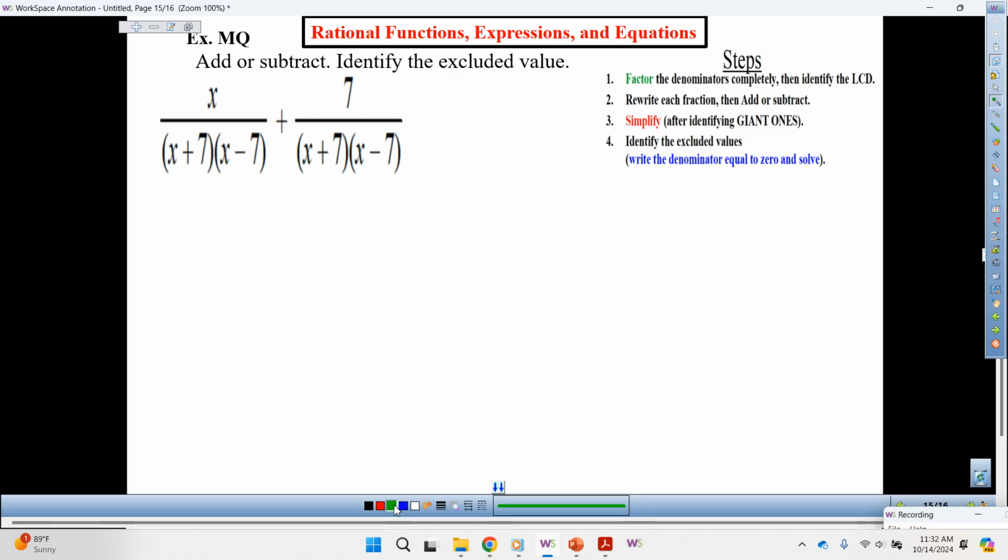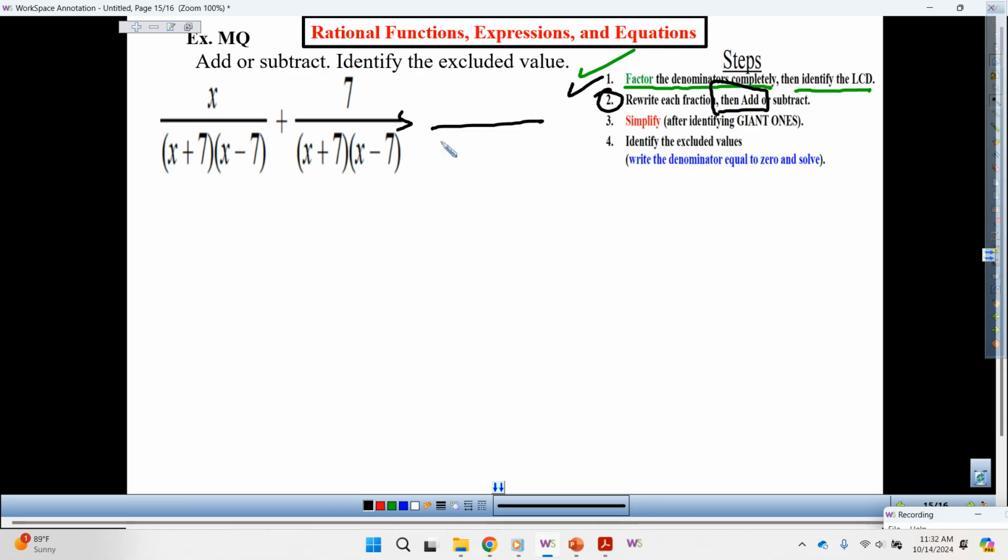All right? Let's do this one together. Factor the denominator completely. What do you guys notice? They're already factored. Is that correct? Okay, so step one done. Do we have a common denominator? Are they the same? Yeah, step one is done. Okay. So let's go to step two. Step two, we rewrite. It's already rewritten because we have the common denominator, so that's done. So all we need to do is what?